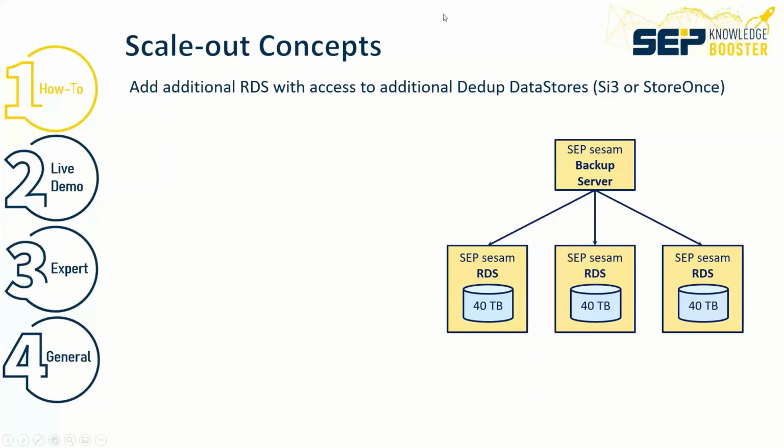Some scale-out concepts. You can add additional RDS doing the dedup work and having their own SI3 or StoreOnce data store. It's the same with StoreOnce, because you can also configure different data stores on the same dedup appliance. This helps in terms of performance, because you can distribute the deduplication work, and you can go beyond certain limitations of the size of the dedup store.